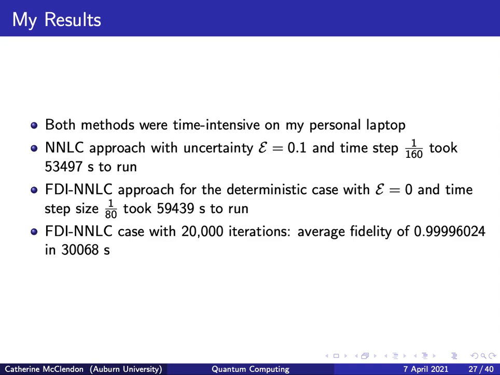For this case, I also halved the number of iterations to speed it up and ran the code again. And I got an average fidelity of 0.99996024 in 30,068 seconds, which is still higher than what was achieved with twice the number of iterations using NNLC. So I got a very high average fidelity with half the number of iterations for FDI-NNLC compared with NNLC.